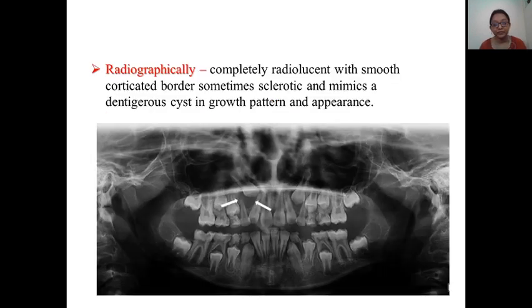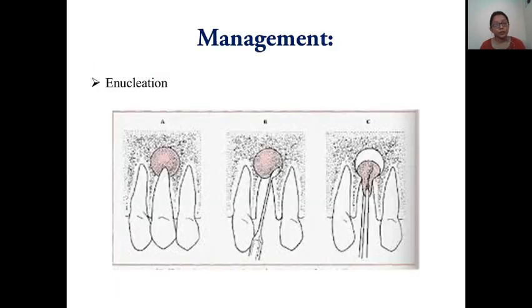When we see it radiographically, the arrow suggests the region of the AOT, that is adenomatoid odontogenic tumor. It is completely radiolucent with a smooth corticated border, but sometimes sclerotic, and it mimics a dentigerous cyst in growth pattern and appearance. But here the dentigerous cyst we can make out with the location. Here it happens only in the anterior region. Dentigerous cyst mostly happens in the mandibular third molar region, the most preferred site. Here also we can manage by enucleation of the cyst, because these are smaller cysts and can be enucleated.